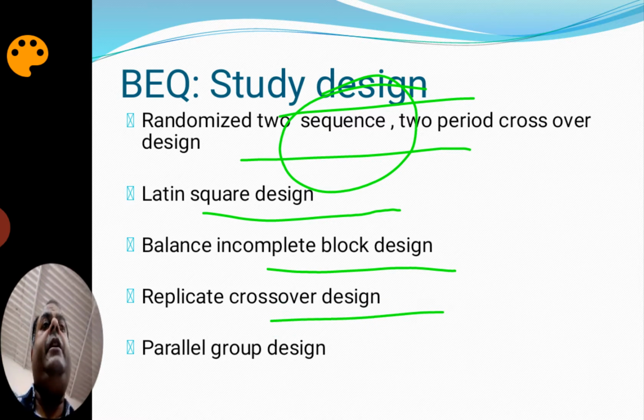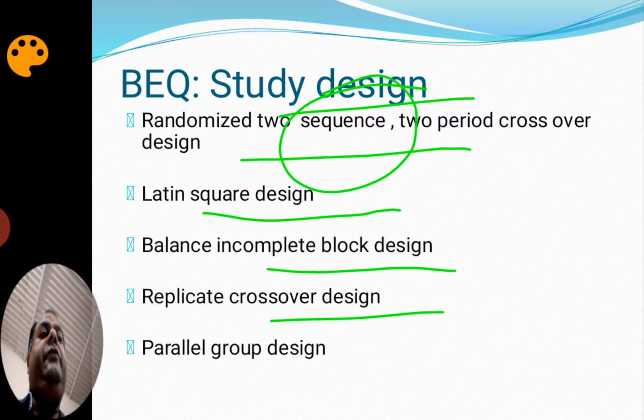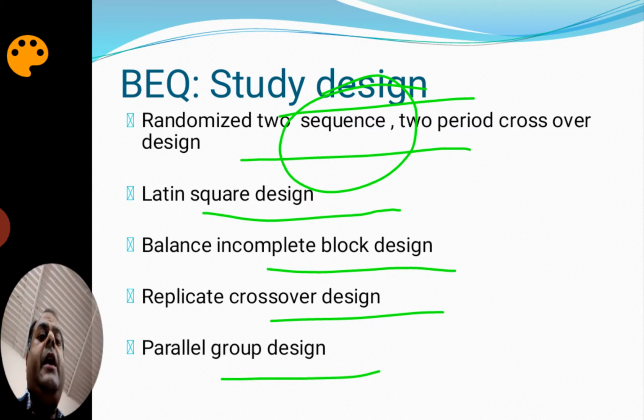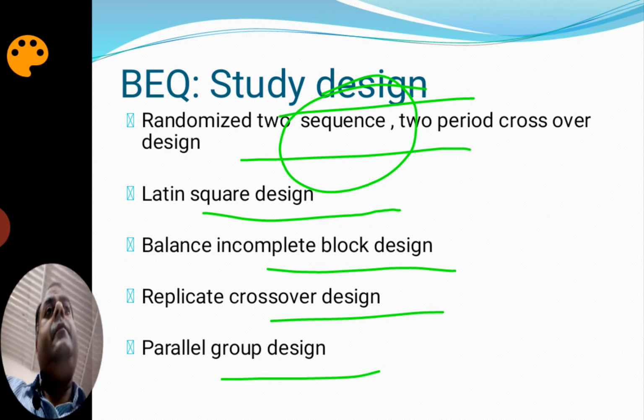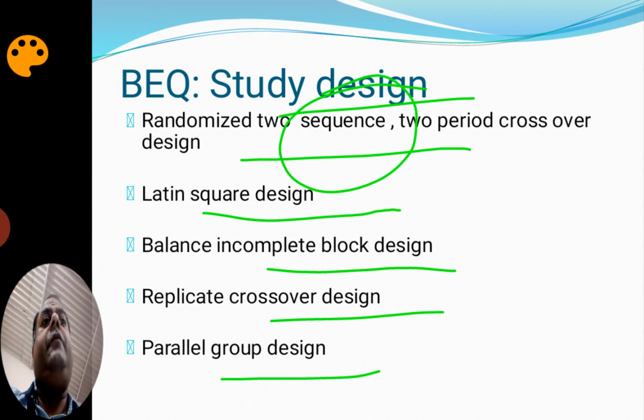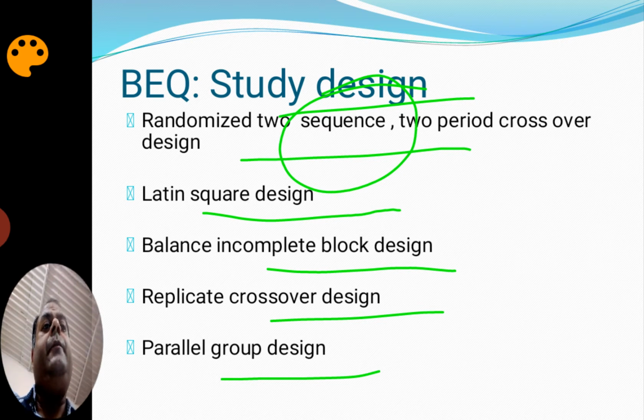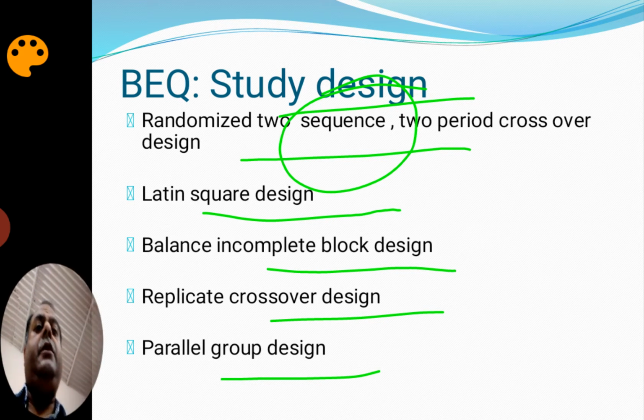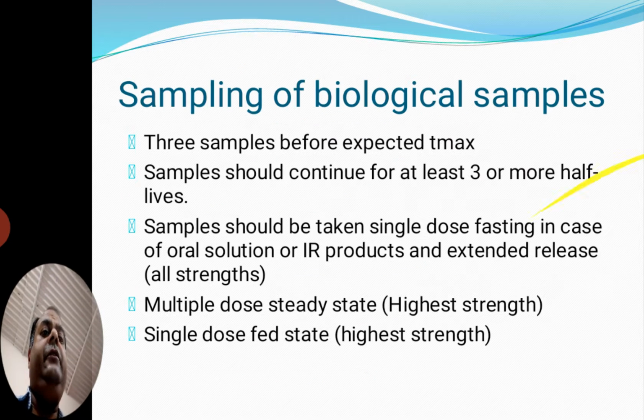In case of replicate cross design, these designs are used for drugs with large variability, and parallel group designs are used when T half of the drug is very large. So such drugs cannot be studied using crossover designs, because the washout period, that is the gap between two periods, would be too long and not feasible practically. So these are some commonly used designs.